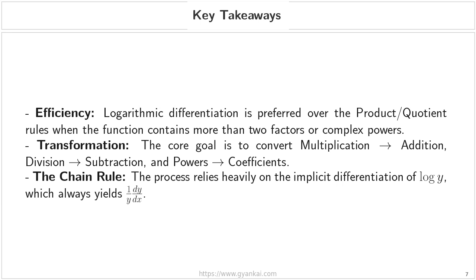Third, keep in mind the importance of the chain rule. The entire process relies heavily on the implicit differentiation of the natural log of y, which, as you saw in our step-by-step procedure, always yields 1 over y times the derivative of y with respect to x.